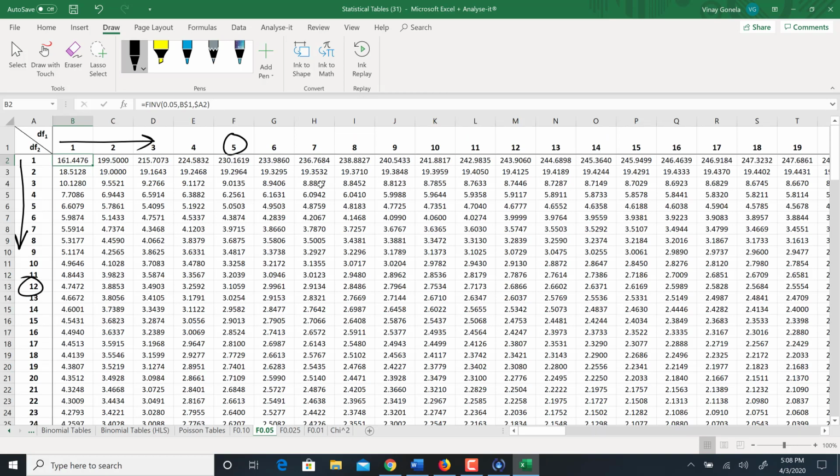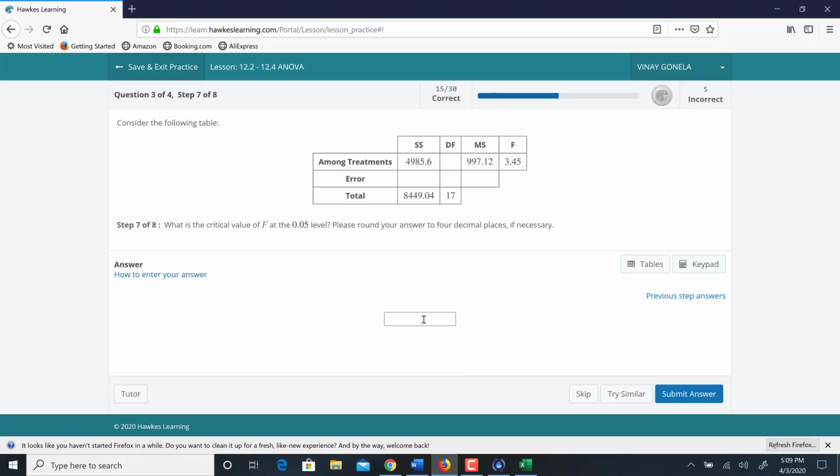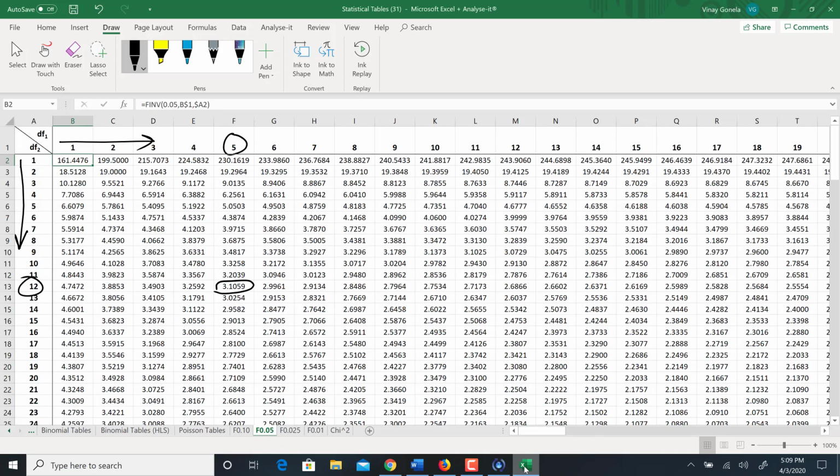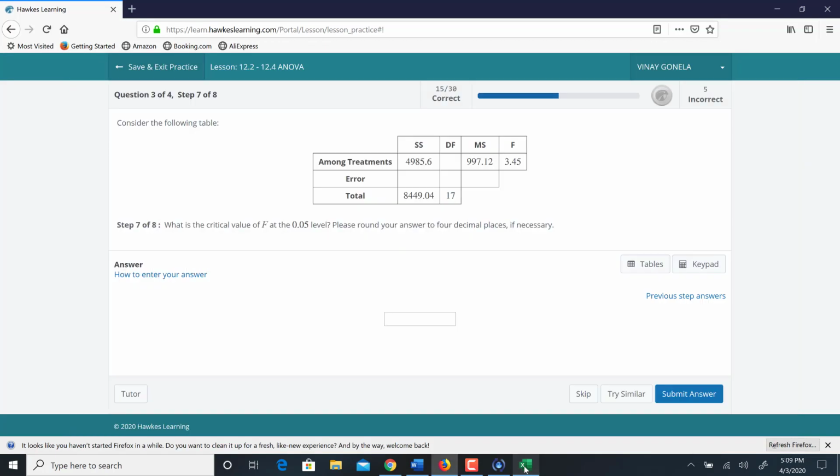So that is going to give me 3.1059. So I will enter that. That is my critical value. So my critical value would be 3.1059.